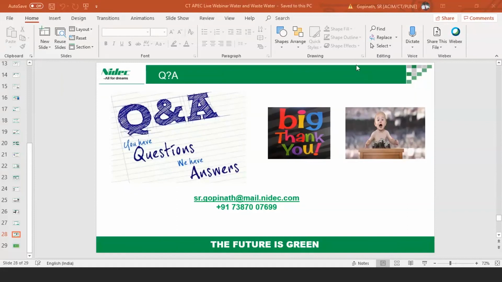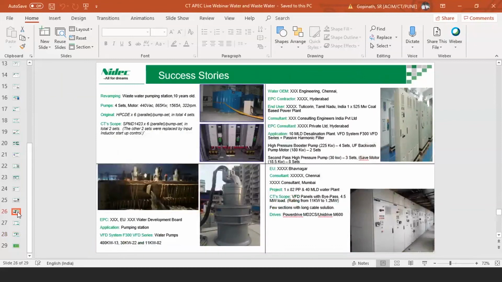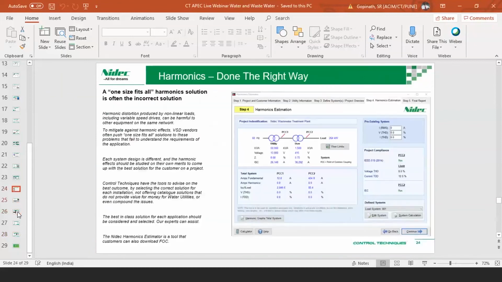Okay, and Mr. Shekhar is asking, can we get protection for dry run in VFD? Yes, it's available with our VSDs, Shekhar. I think one of the slides which is being shown here covers it, I can go to that particular slide.